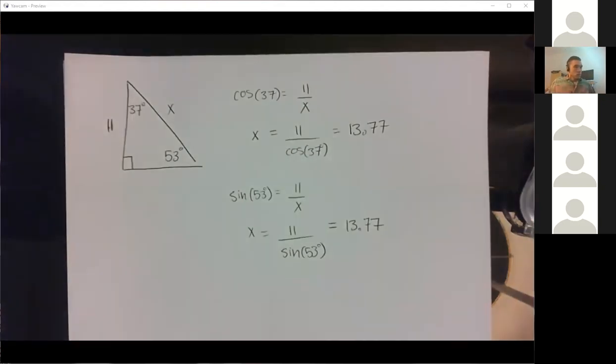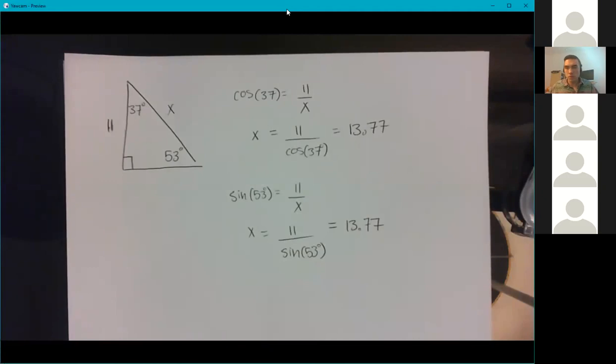Mr. Robinson, I'm not sure why, but for that one, I got like 0.07. No, the hypotenuse has to be the longest side. So no matter what, your answer has to be bigger than 11.